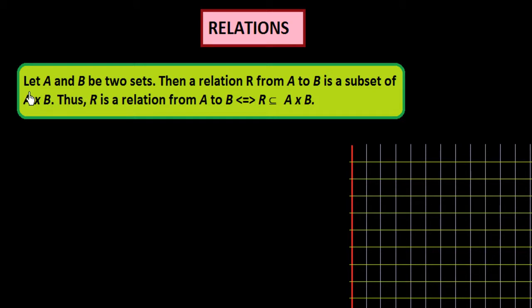So let me explain. Let A and B be two sets, then a relation R from A to B is a subset of A cross B, where A cross B is the Cartesian product of the sets. Thus, R is a relation from A to B implies that R is a subset of or equal to A cross B. This is the basic definition of a relation. Now, I would like to explain with an example how we get relations in mathematics.